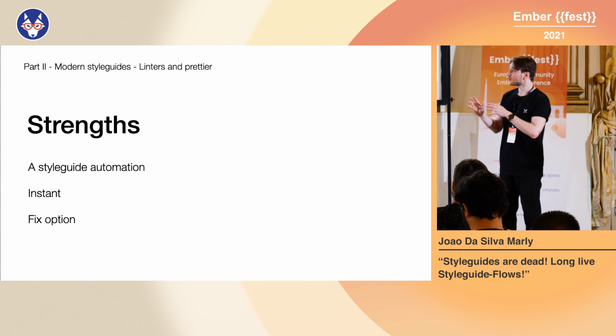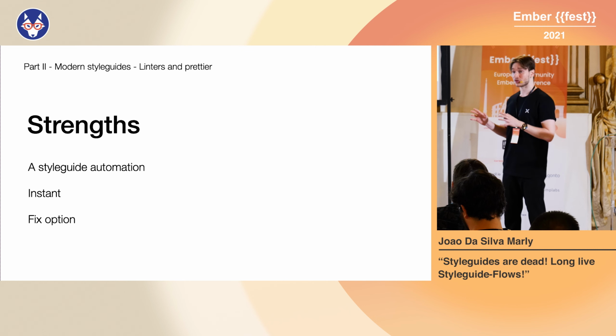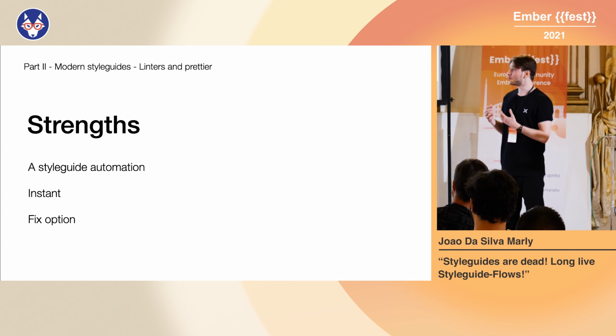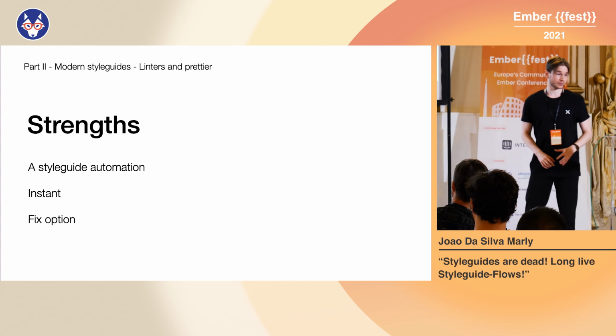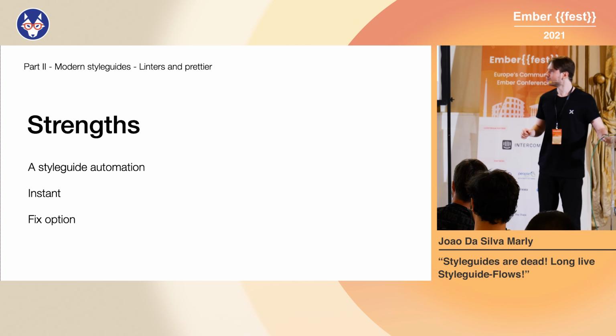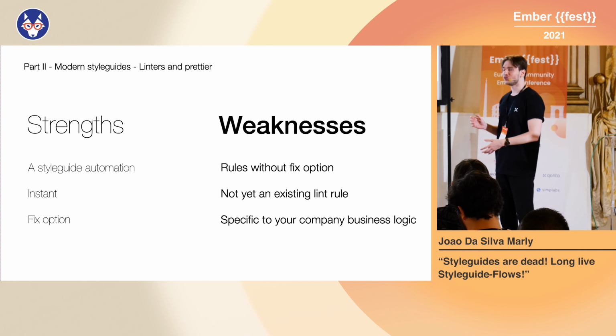The fix option is the more powerful tool that you can use with linters, because it allows you to automatically fix the deprecated pattern with the one that we want, with a good one. But we are now starting to visualize the weaknesses. What if we have no fix option?